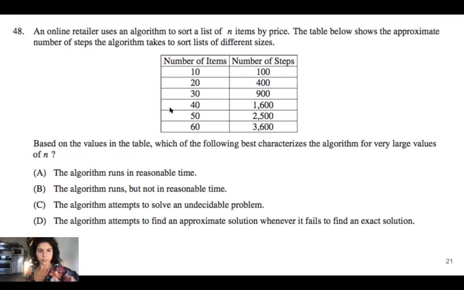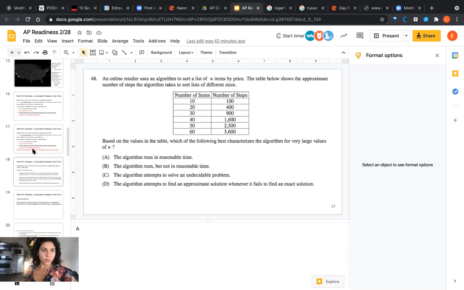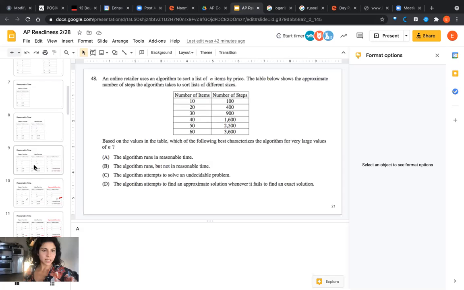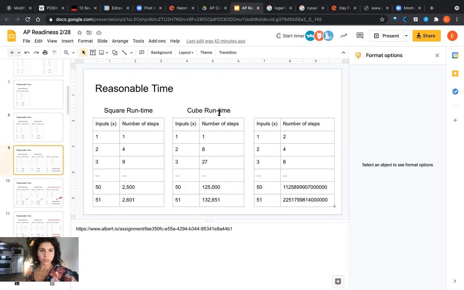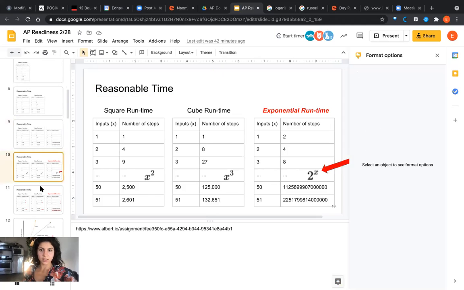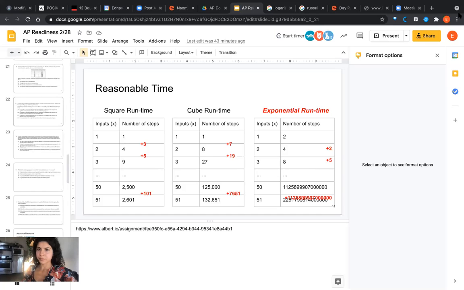Let me confirm that. Yep, the answer is A. So where was it in our notes? Right here. We said that these guys are reasonable. And then we looked at exponential, and that was absolutely wild. Exponential is not. Okay, so keep that in mind. Let's move on to the next question.